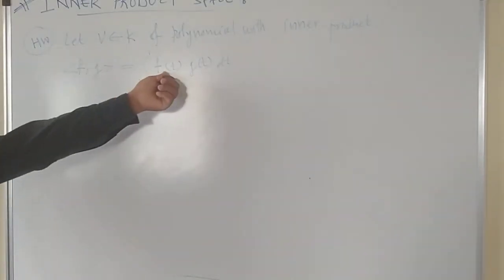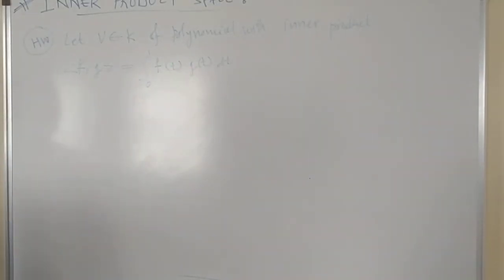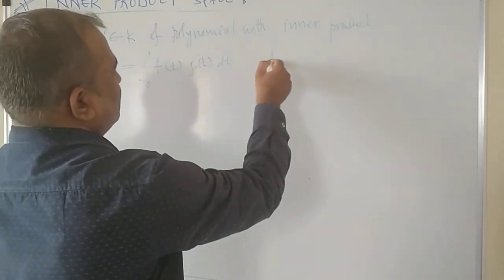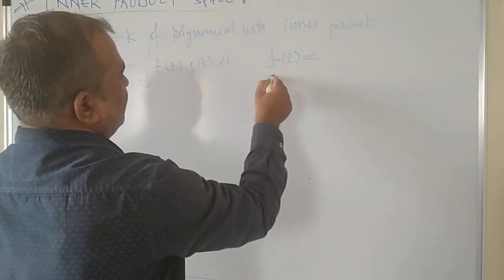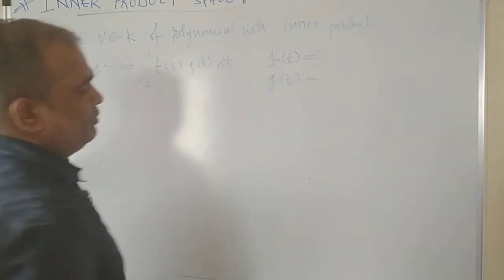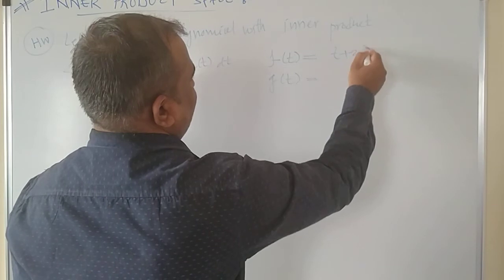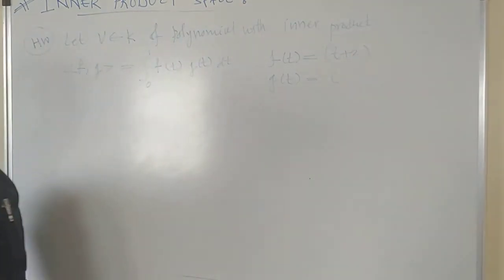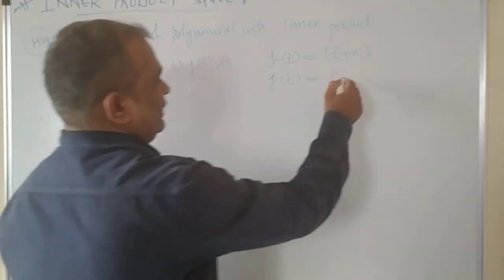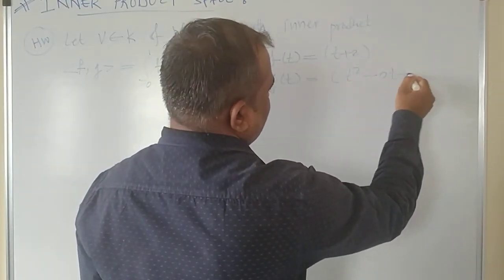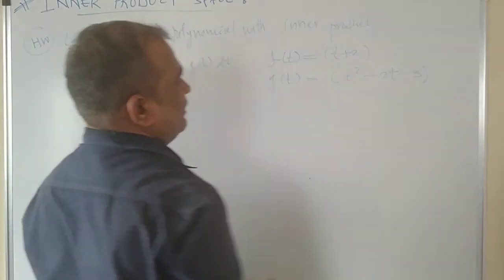So these are the two vectors f of t and g of t, which happen to be polynomials, and the values of the polynomials are given to you. f of t is equal to t plus 2 and g of t is equal to t square minus 2t minus 3, right? So these are the two polynomials, and you are asked to calculate the inner product.